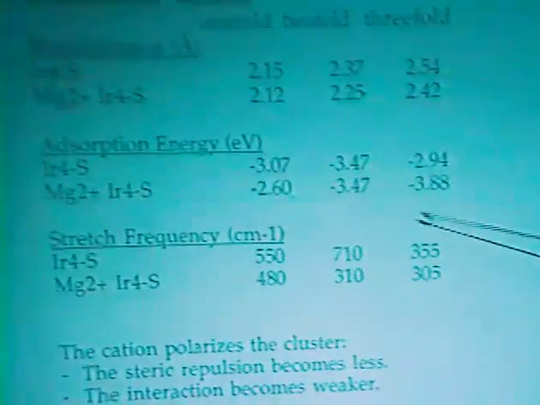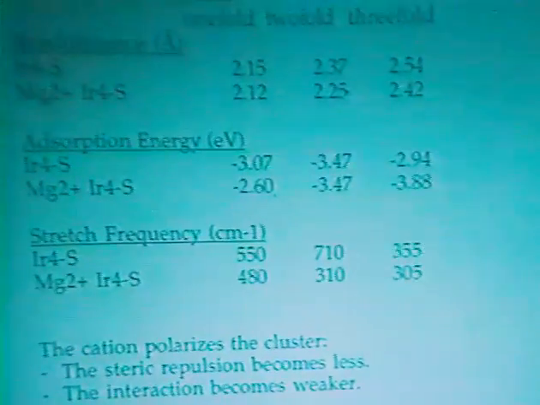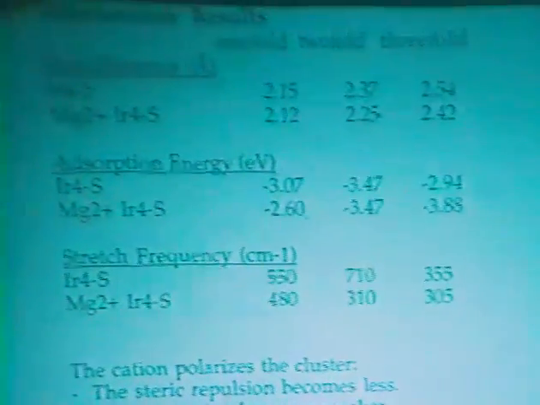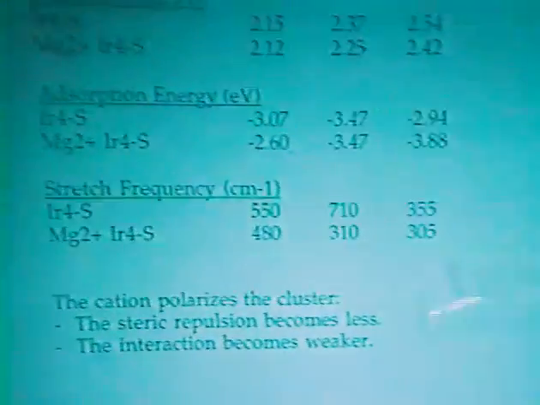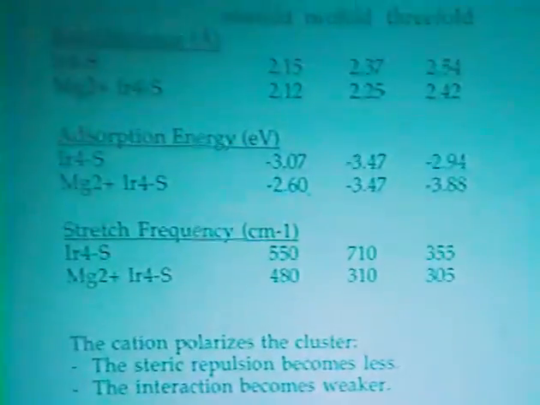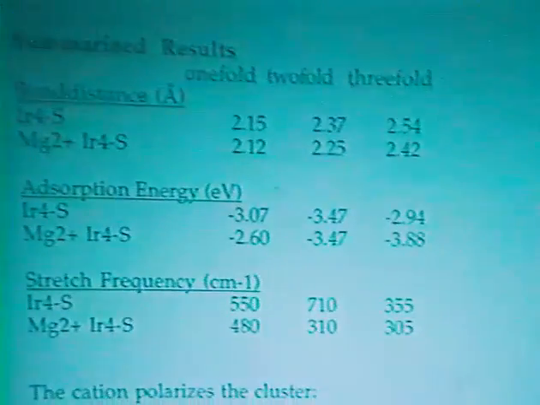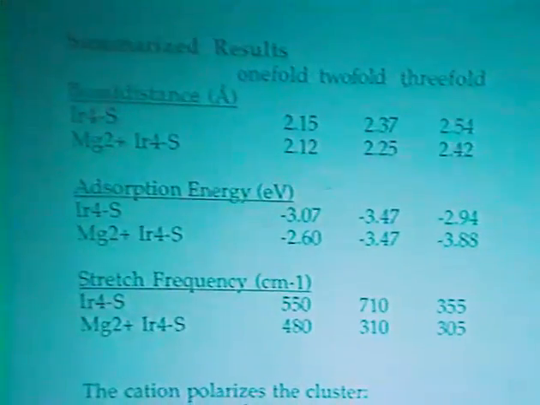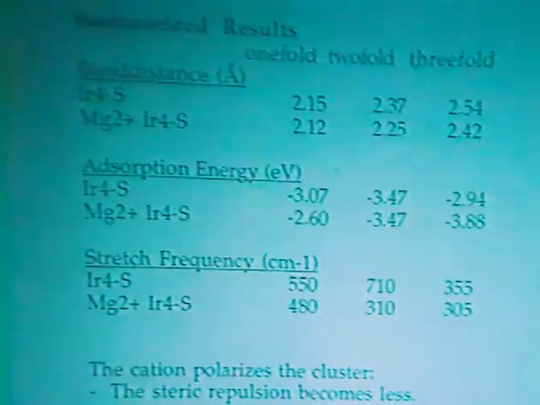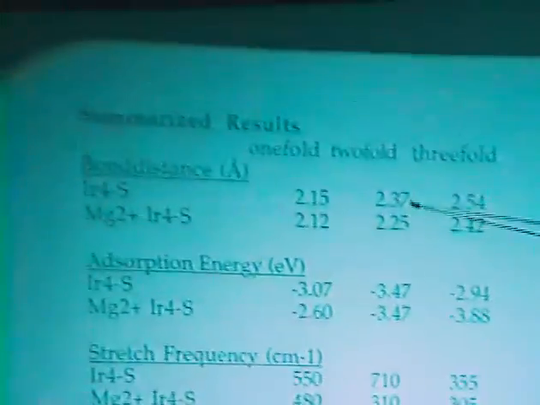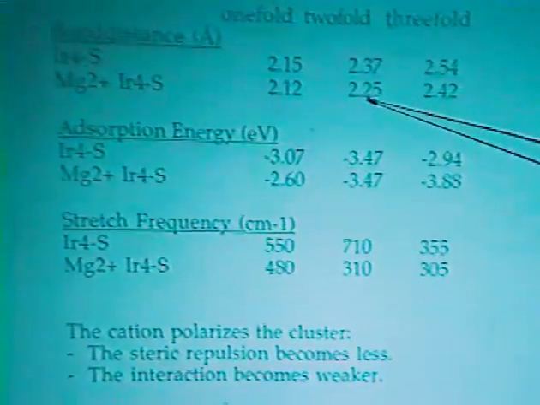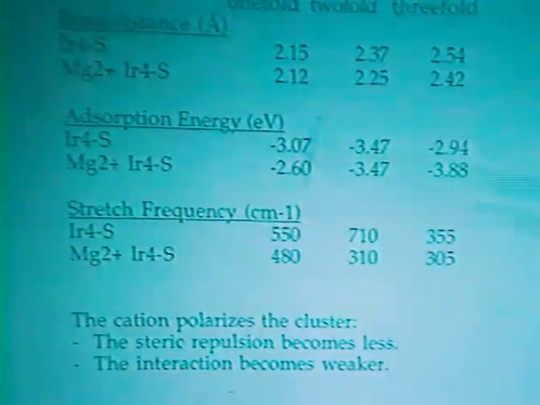So when we go back to these results, we see that for a three-fold geometry, in the presence of the magnesium cation, this is the most favorable position. So the sulfur is in a three-fold position on the cluster. And we also calculate the bond distance because you have to optimize your bond distance to have a realistic system. And you see that there's quite some contraction in this kind of model. The other position doesn't change too much.